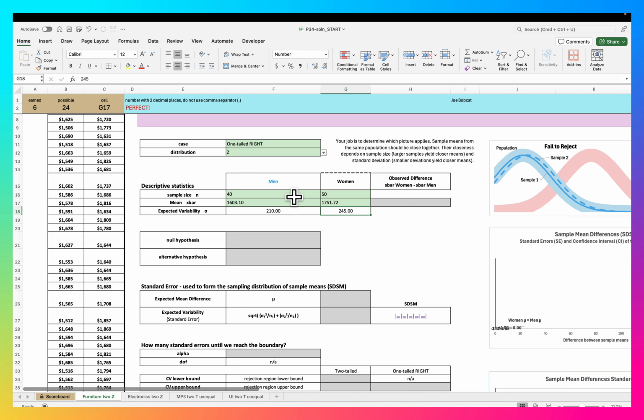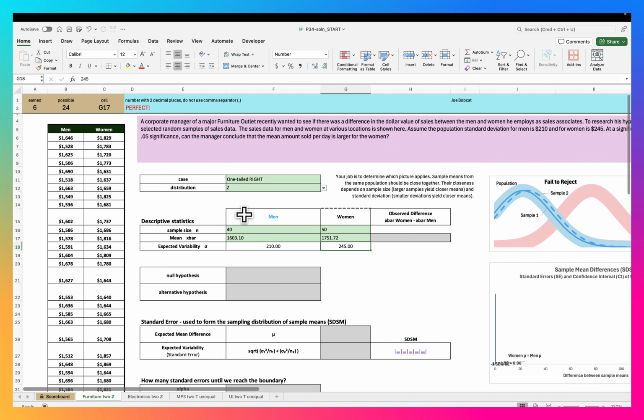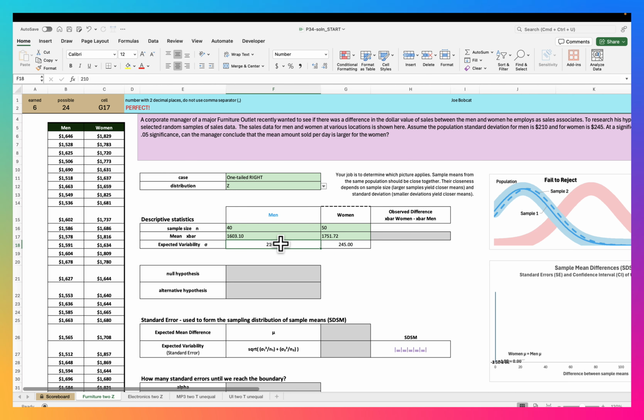Okay, the expected variability, which is the standard deviation, was given in the problem. It's 210 for women and 245 for men. And now we're interested in the observed difference: X bar women minus X bar men. We see that the difference observed from these two samples is 148, and our job is to figure out, is that within normal limits of variability, or is that significant?